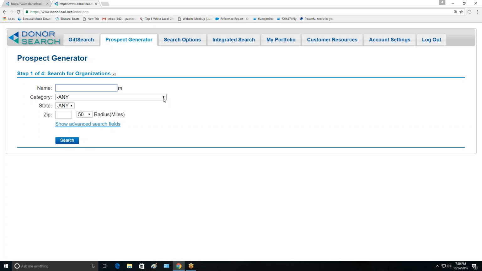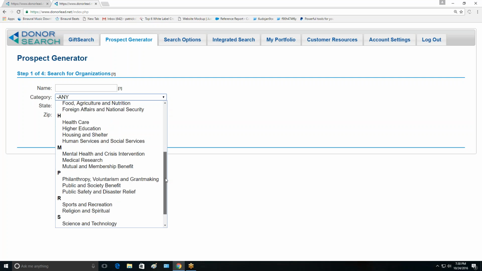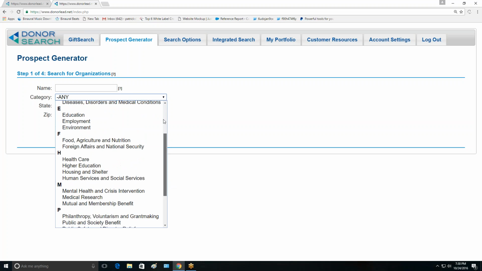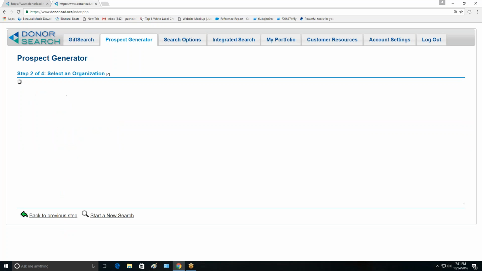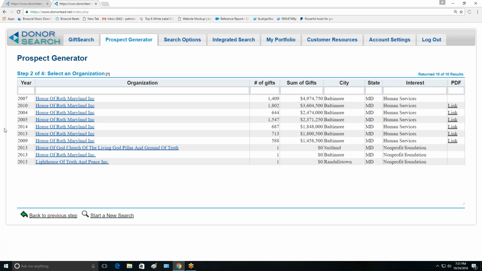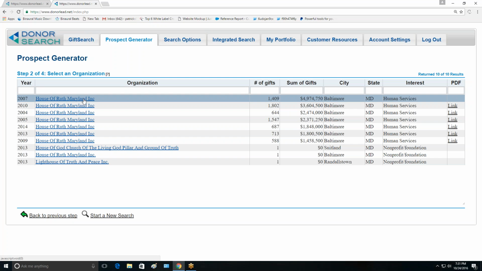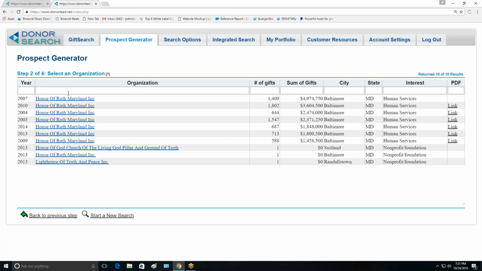You can look up donors through categories, and you can look up organizations. I'm from Maryland, so House of Ruth, for example, in the state of Maryland. So you can name an organization as well. So we'll click here. What we're seeing are House of Ruth annual reports.